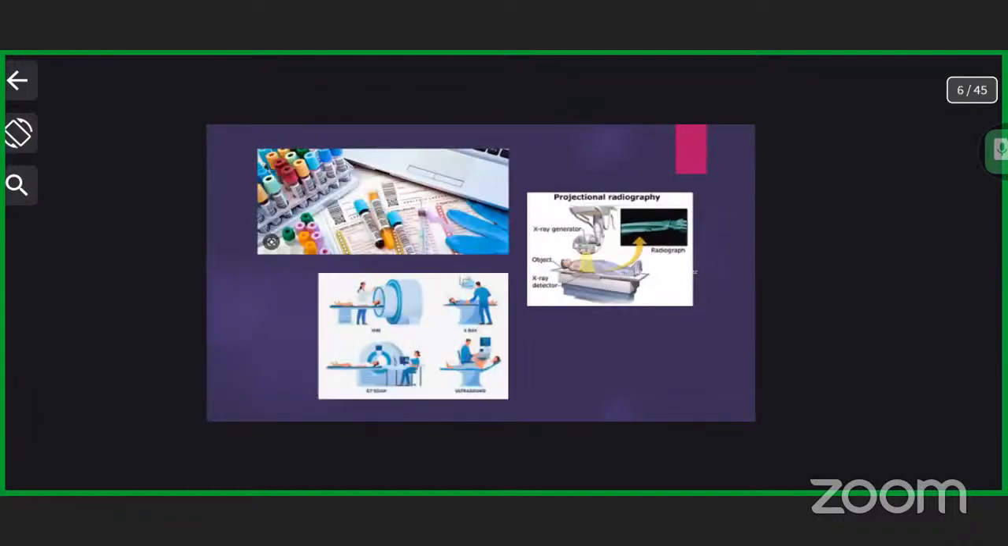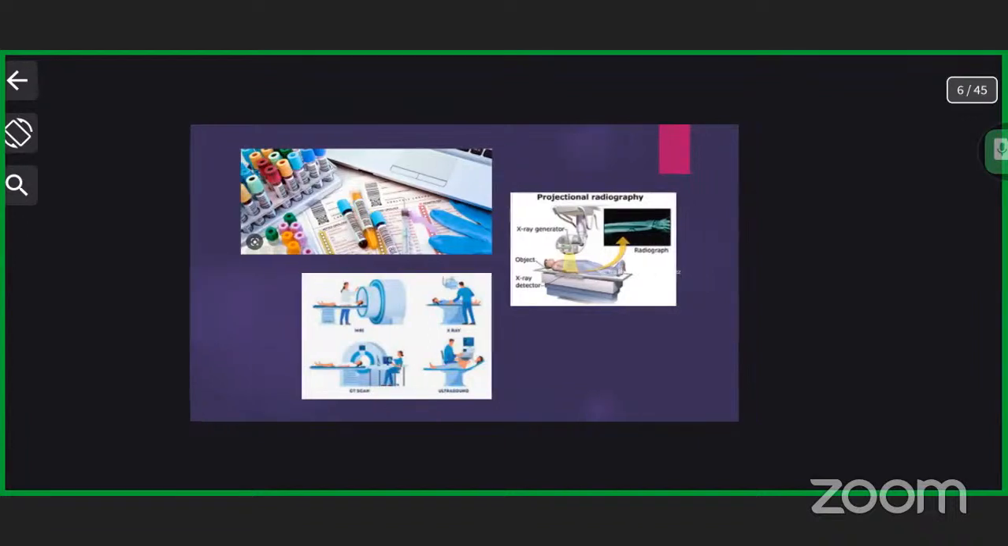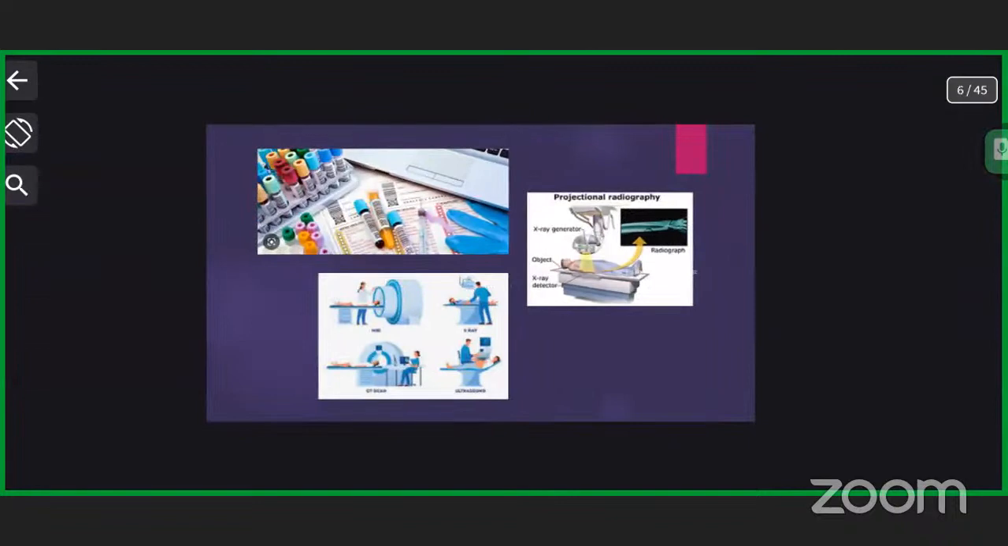So in that way, we take into account laboratory investigations, imaging investigations, and the rest of the investigations, invasive and non-invasive, for making it easier.